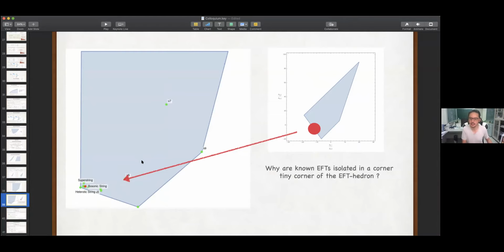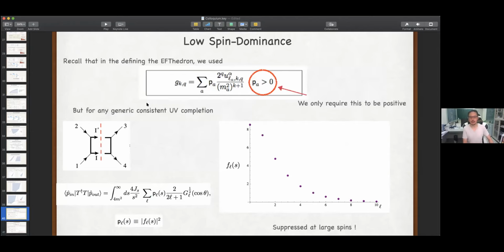And the reason is actually there's one place where we know that we can improve. And that is that we remember when we defined the EFThedron, we were just giving this as a positive sum, where this positivity is required by unitarity. But actually, we know something more. In any physical theory, we know that this, which I'll call spectral function, is heavily suppressed in higher spin.